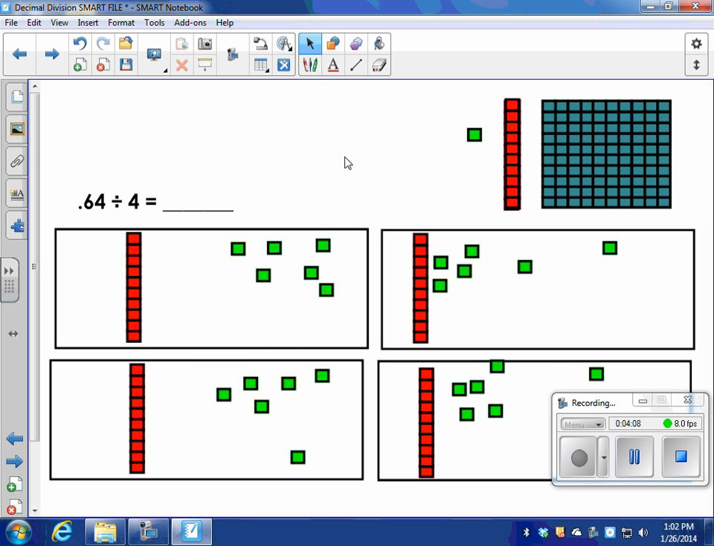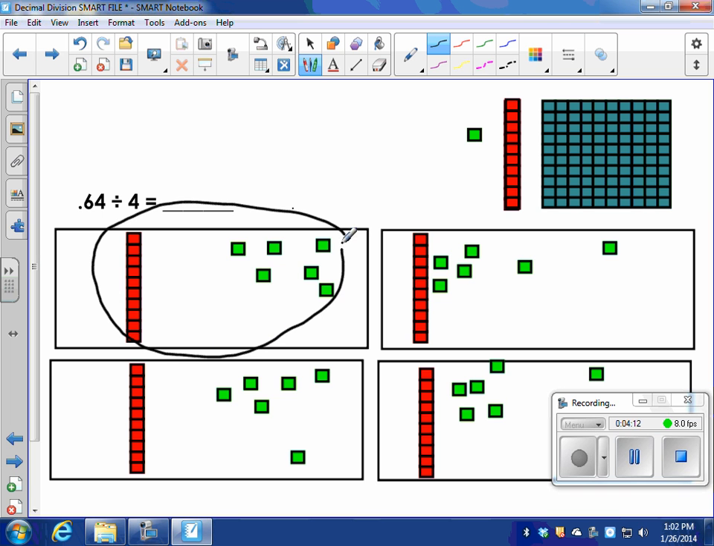There we go. And my answer is going to be the number in each group. So here I have 10, 11, 12, 13, 14, 15, 16. My answer is going to be 16 hundredths.